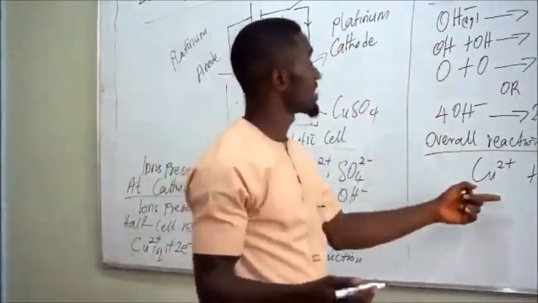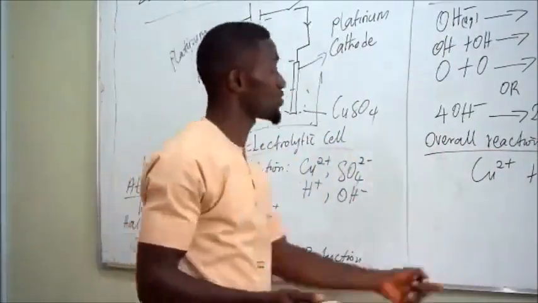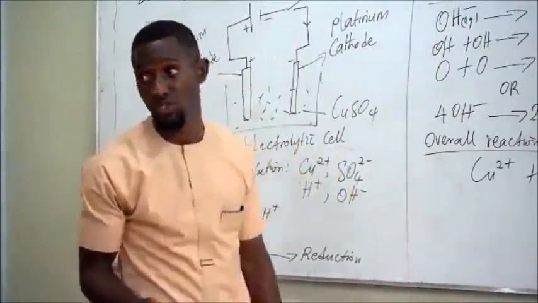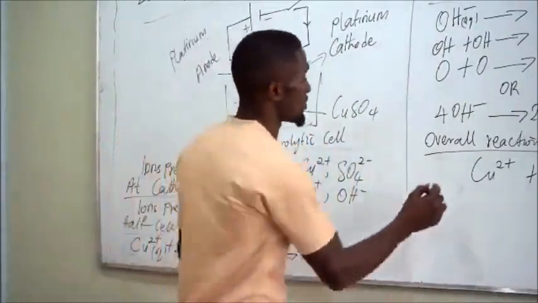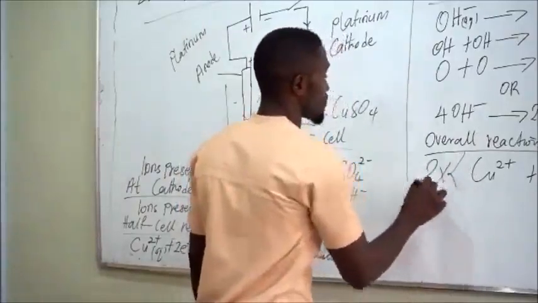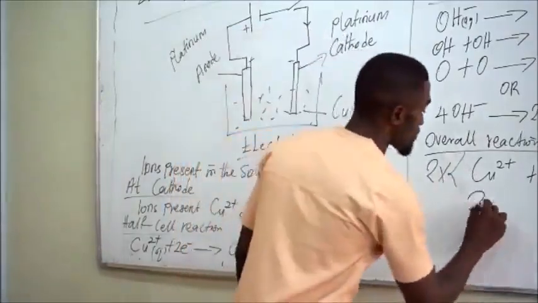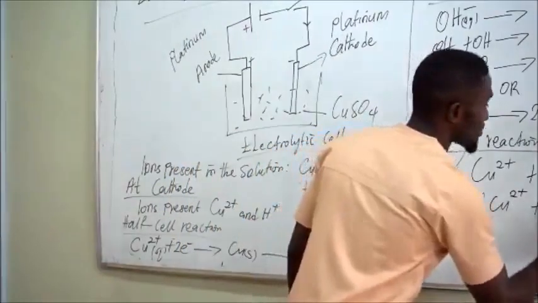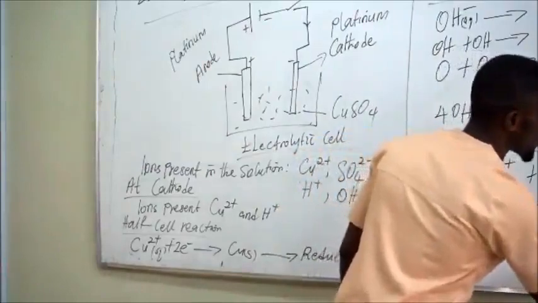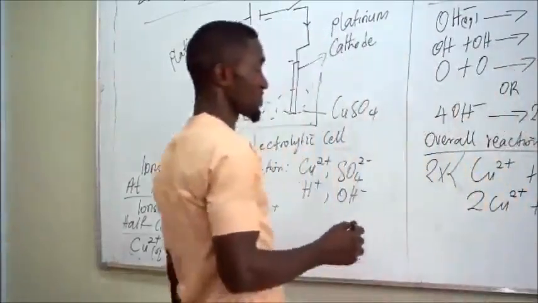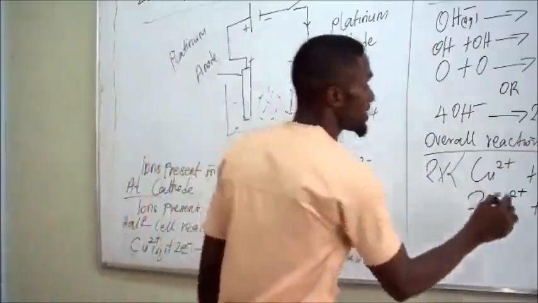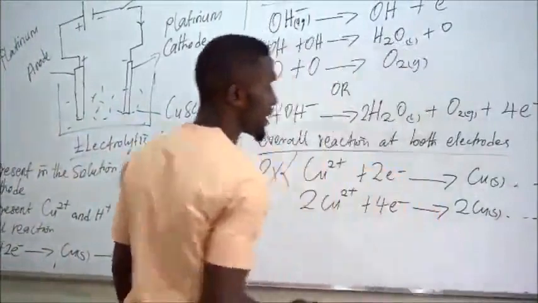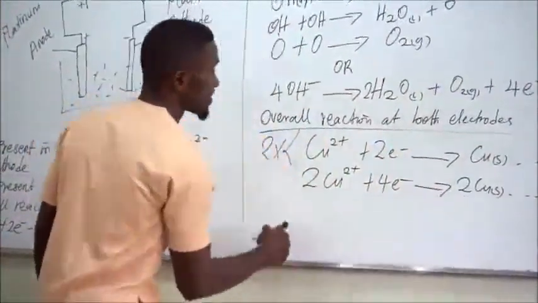Then at the cathode we have 2 molecules of electron. And we will need to eliminate the electrons. So what happens is this: you multiply the equation by 2. So you produce 2 copper ion plus 4 electron gives 2 copper solid. So you combine equation 2 and equation 3.